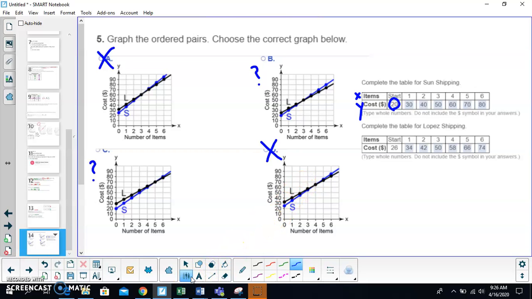Now, my first point for Sun Shipping, the blue line, will be (1, 30). So I'm going to see if B has 1, so I'm going to move over 1 and then go up 10, 20. I see it's right on the 30, so (1, 30). For B, that looks good. For C, I'm also going to check this one. We always start at the origin, 1, comma 30, 10, 20, 30. That one looks good too. So for B and C, those ones actually work out.